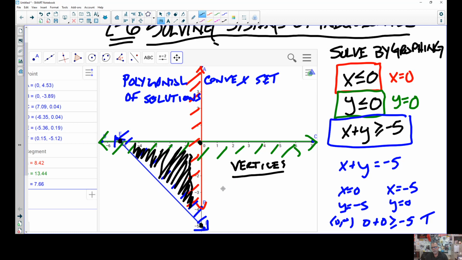We can call them A, B, C if we want. A would be at -5, 0. B would be at 0, 0. And C would be at 0, -5. And we would have given them the vertices, only if they ask for it. So we have that. And let's go on and do another problem.